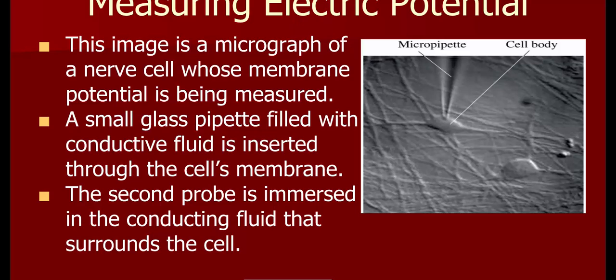So here it says that a small glass pipette filled with conductive fluid is inserted into the cell's membrane. Second probe is immersed in the conducting fluid that surrounds the cell. So that's how they kind of measure some of these things. They have one just here in the fluid, and they have the other one essentially inserted inside the cell to measure the potential difference. And so you can get a positive difference or a negative difference, and unless you're really paying attention to what's going on, it's really just the location of your leads.